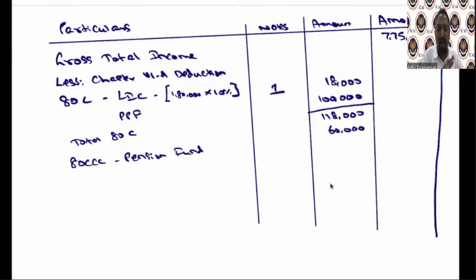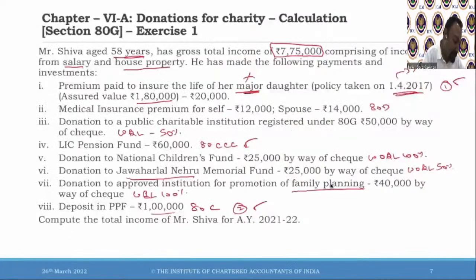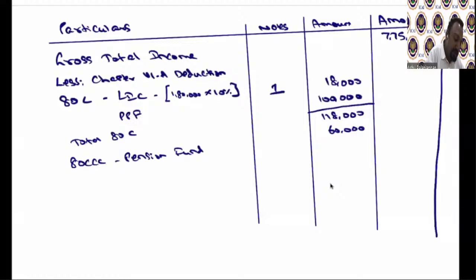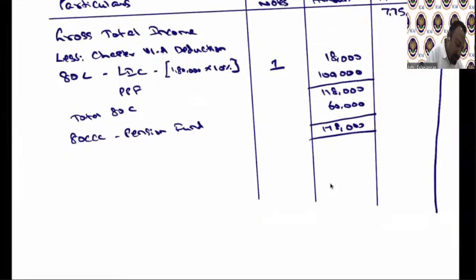I know you're not supposed to mark anything in the question, but a small dot or something will help you understand that you have already considered this. A small mark, probably in pencil, so that you don't make a big mark, which is not allowed. So pension fund 60,000 is also considered now. With that, we complete 80C. So the total is 1,78,000.